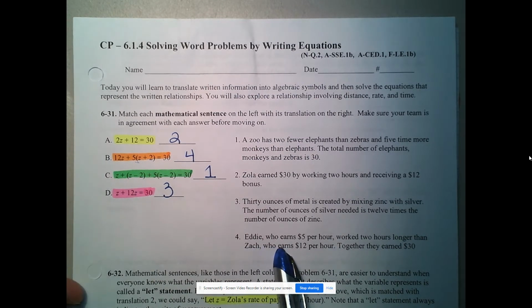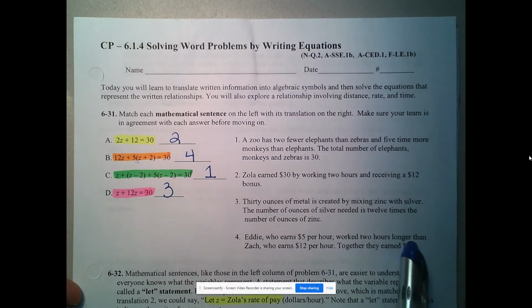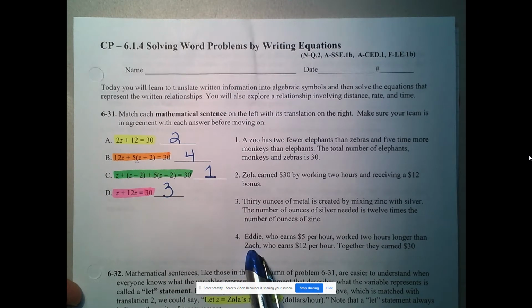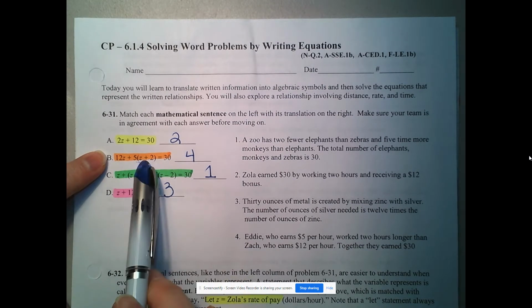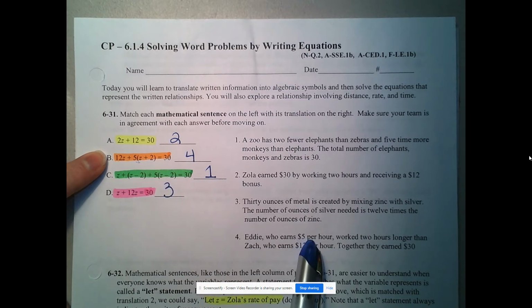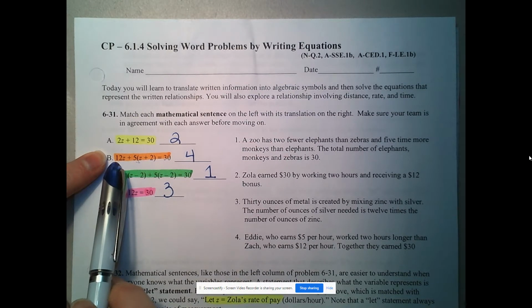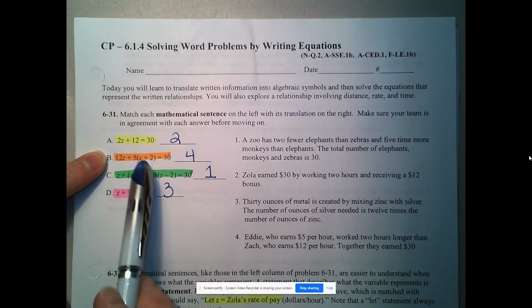And Eddie, who earns $5 per hour, worked 2 hours longer than Zach. So I would be looking for Zach plus 2. And so I've got that in B, Zach plus 2, and he's getting $5 an hour. And then Zach, who earns $12 an hour, that would be your 12Z. And that would be scenario 4 going with option B.